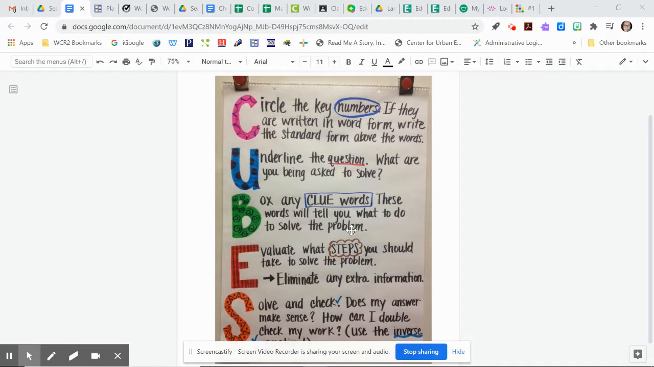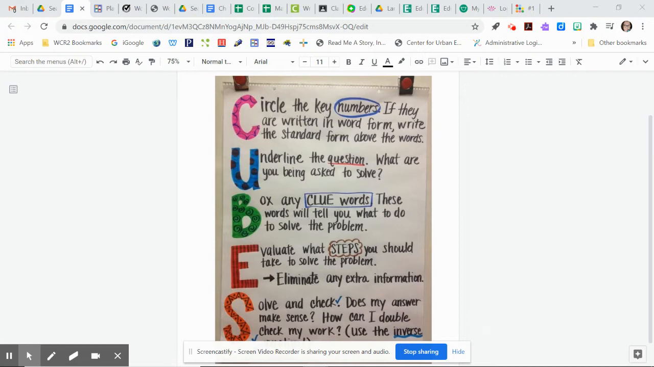B is you're going to box any clue words, and these words will tell you what to do to solve the problem. E is to evaluate what steps you should take and eliminate any extra information, and that's a big deal too. And then the last one, S, is to solve and check. Does my answer make sense? How can I double check my work? Use the inverse operation is what that says down there, which means if you had to add, you use subtraction to check your answer.